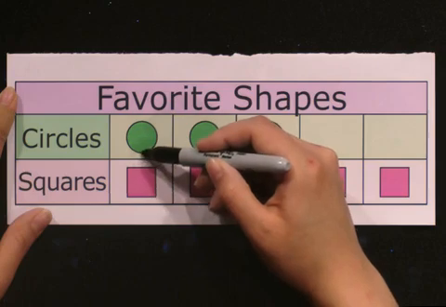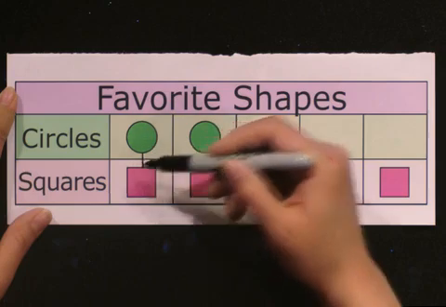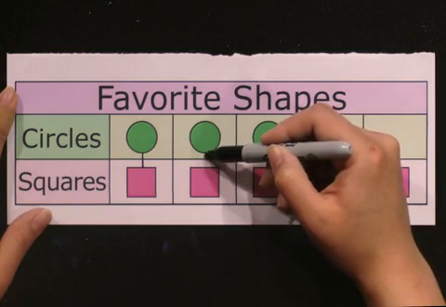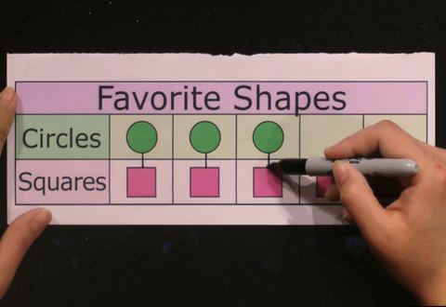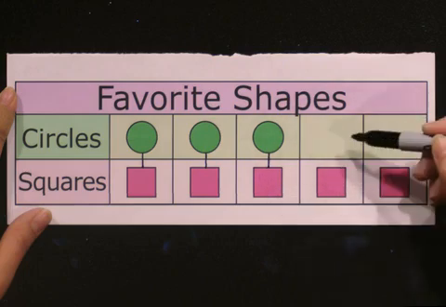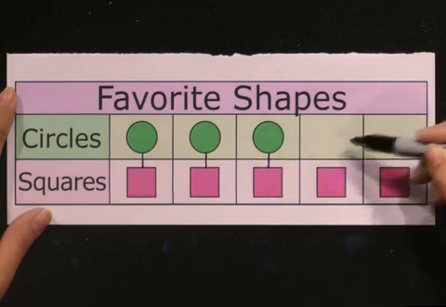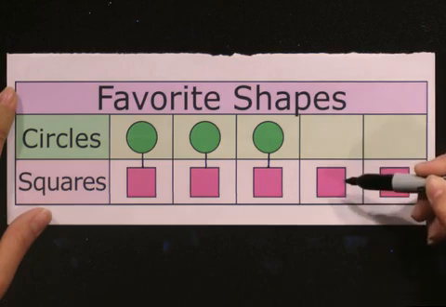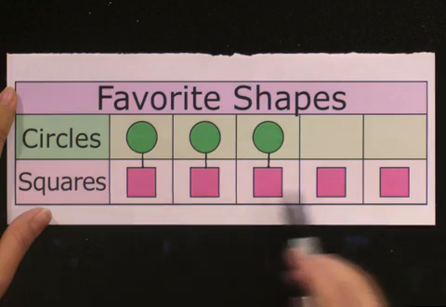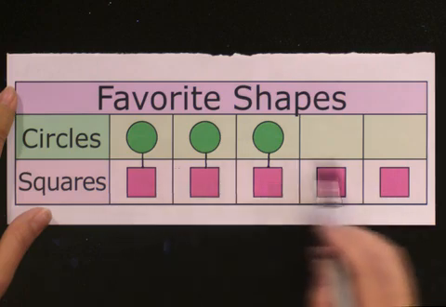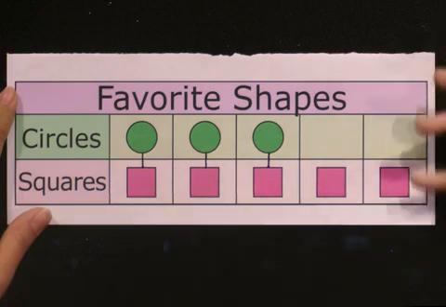Well, let's go ahead and draw our lines. 1 student chose circle, 1 student chose square. 1 student chose circle, 1 student chose square. 1 student chose circle, 1 student chose square. Oh, no more students chose circles, but we did have more students still choosing squares. So that means more students chose squares than circles. Because we ran out of circles, we still have leftover squares. So more students chose squares.